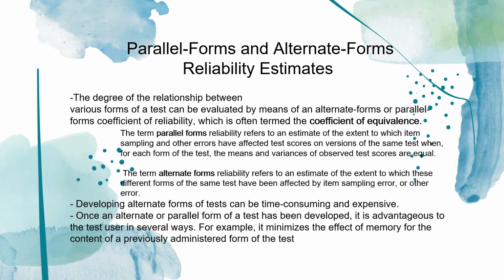So, the term parallel forms reliability refers to an estimate of the extent to which item sampling and other errors have affected test scores on versions of the same test when for each form of the test, the means and the variances of observed test scores are equal. The term alternate forms reliability refers to an estimate of the extent to which these different forms of the same test have been affected by item sampling error or other error. So, di ba dito, sa reliability estimates na to, mini-measure ang coefficient of equivalence. And if yung dalawang version ng test is correlated with each other, then mataas ang chances na reliable ito.